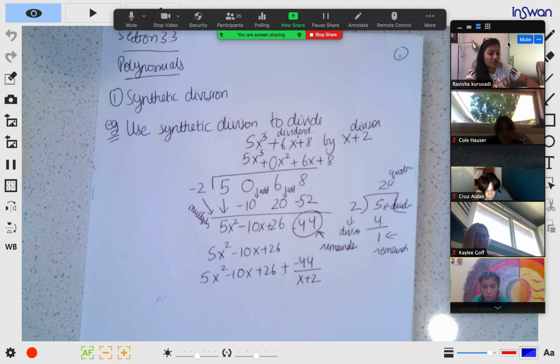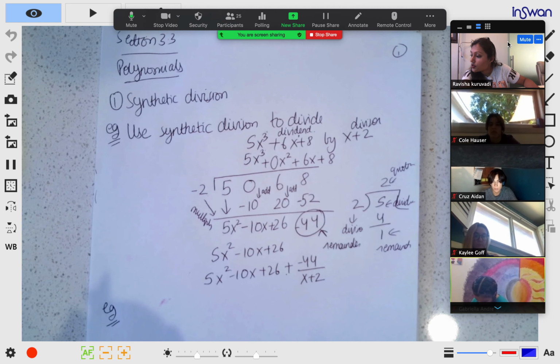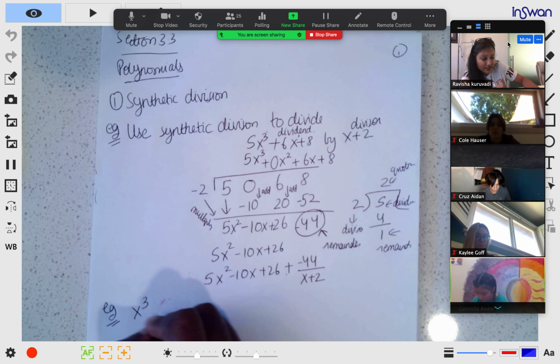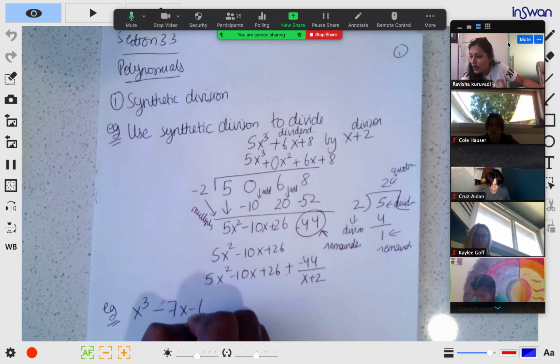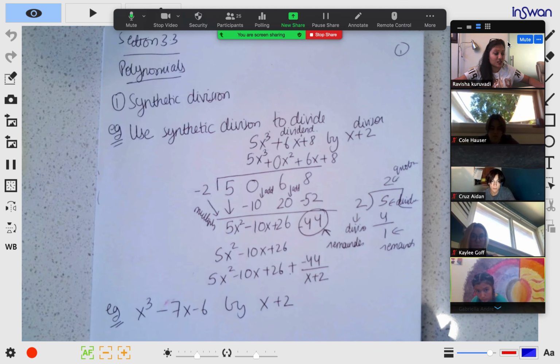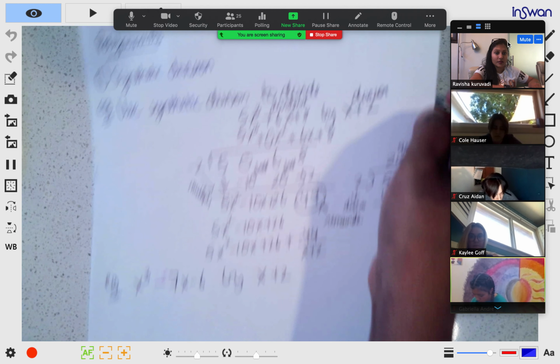Okay, let's try this problem here. I'm going to write it here. I want you to try it yourself. So divide x cube minus 7x minus 6 by x plus 2. You're going to divide this by this. Do it. Try it yourself.